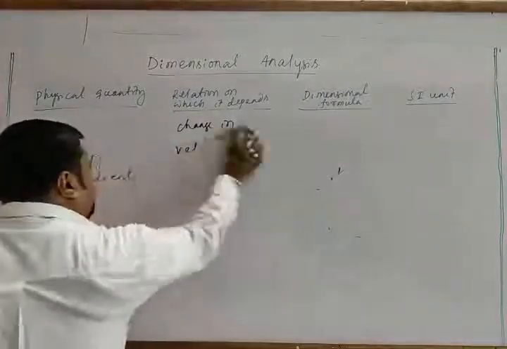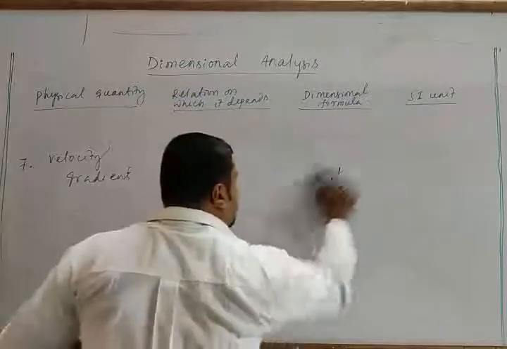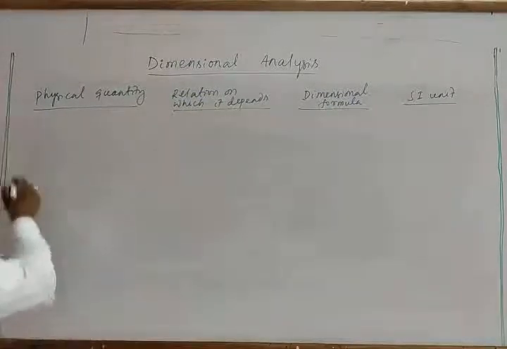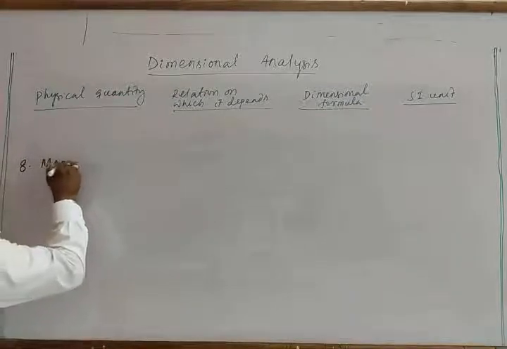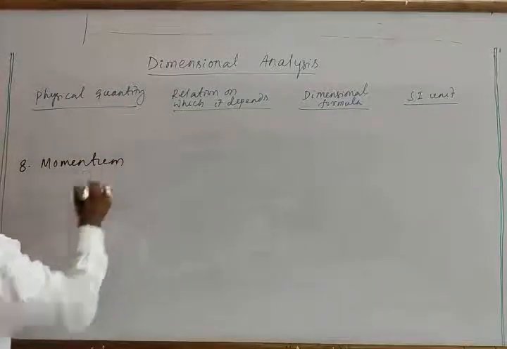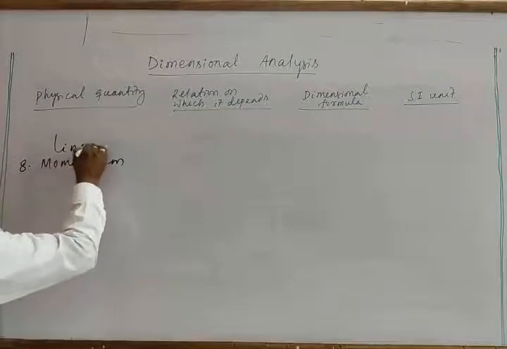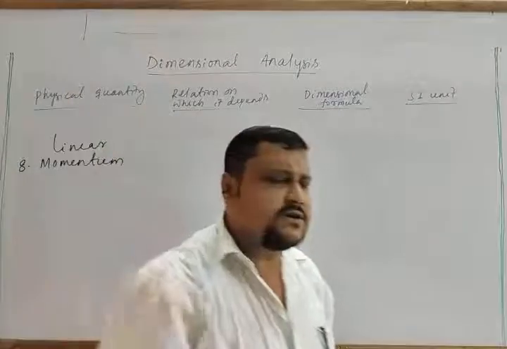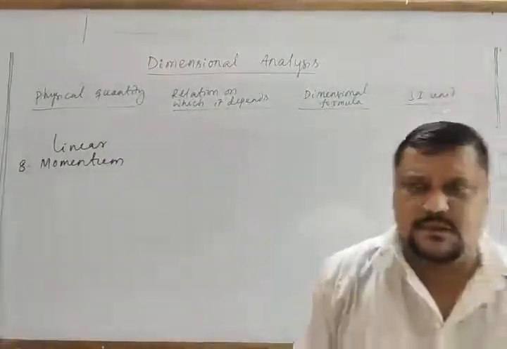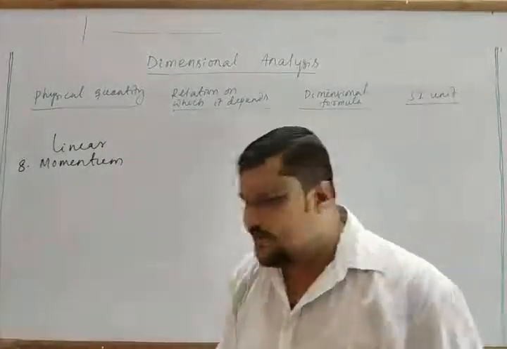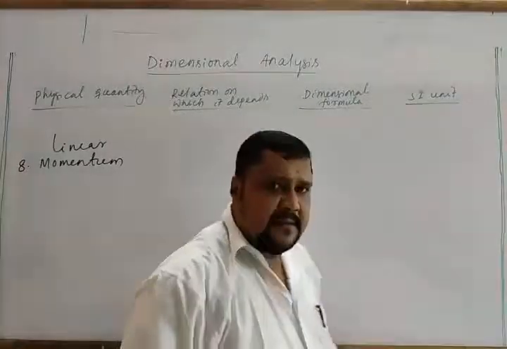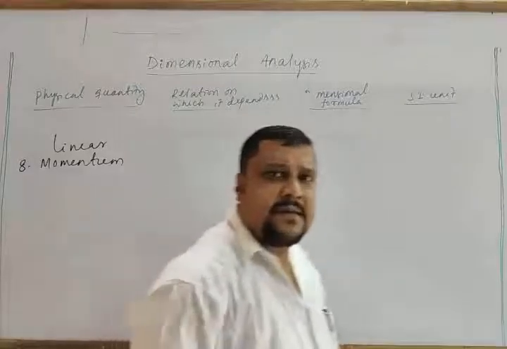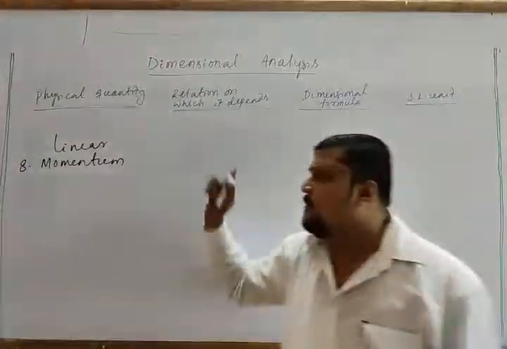Then next we will go for the next physical quantity, the momentum. Simply it is called linear momentum. Then another part we will discuss about angular momentum. Angular means that is a rotational motion. If I am rotating like this, we will get angular momentum. Linear momentum, I am moving in a linear path like this. That is the linear momentum.